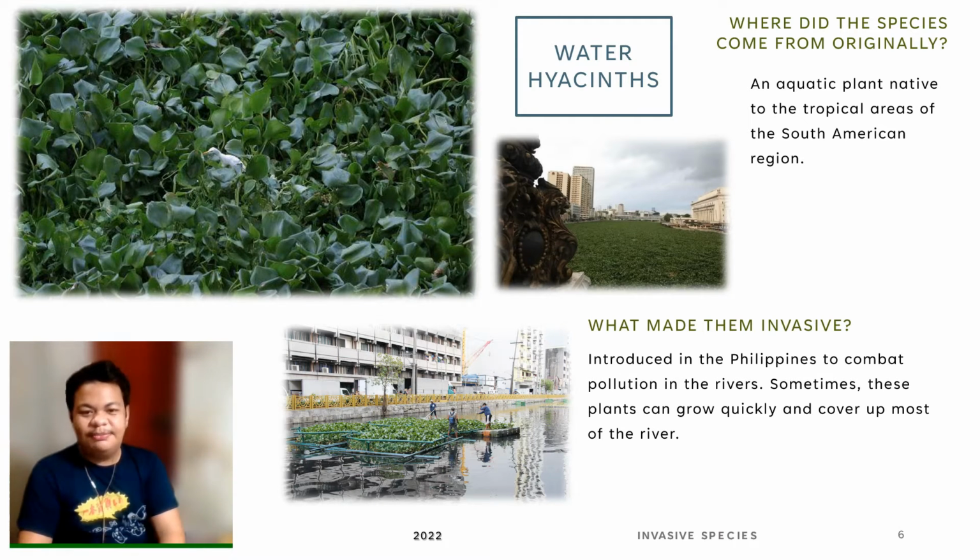It also poses a problem for people who use boats in the river, since the water hyacinth stems and leaves get in the way of the boat and make it difficult for them to pass through.